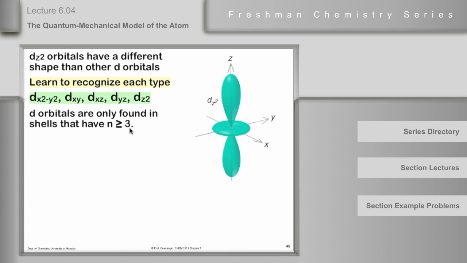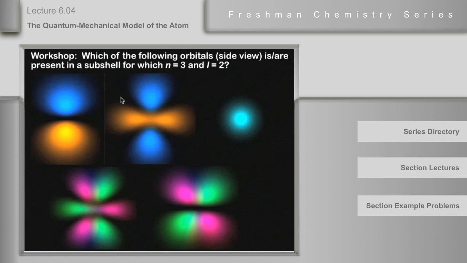Now d orbitals are only found in the n equals 3 shell and up. There's no 2d or 1d orbitals. It starts with 3d and goes on up from there. And the size, as we said before for p orbitals, 3d is the smallest, then they get larger as n increases. And here is a workshop. Which of the following orbitals, which are side views, is or are present in a subshell for which n is equal to 3 and L is equal to 2?